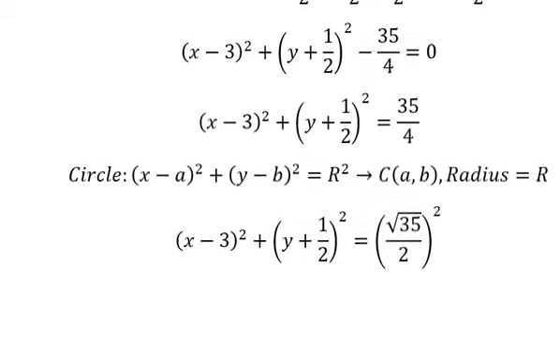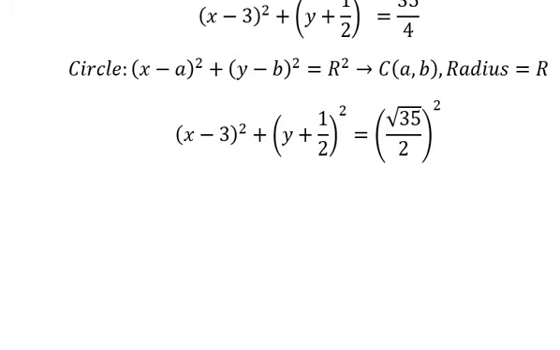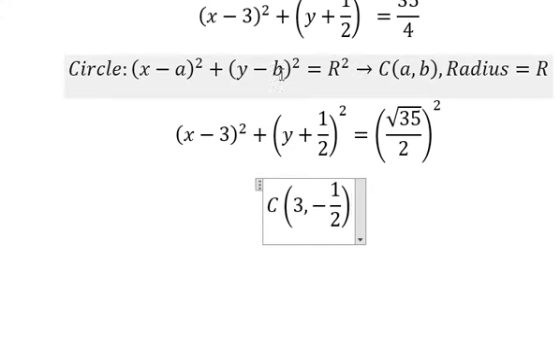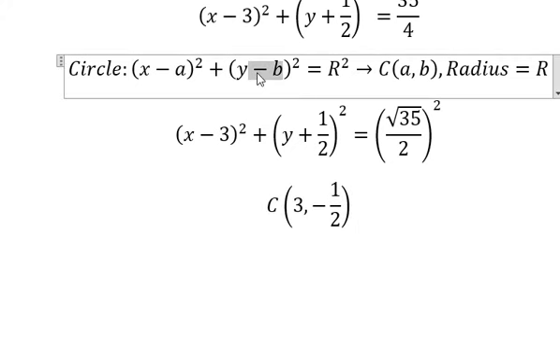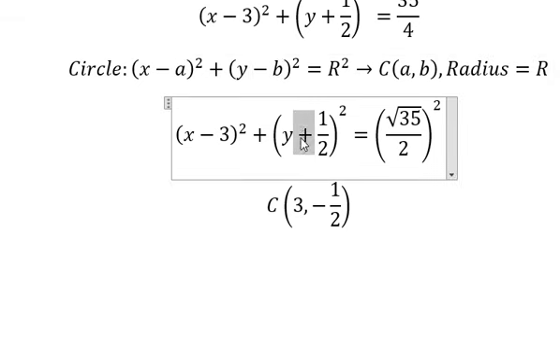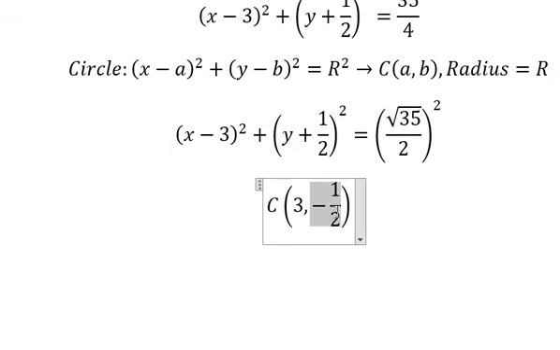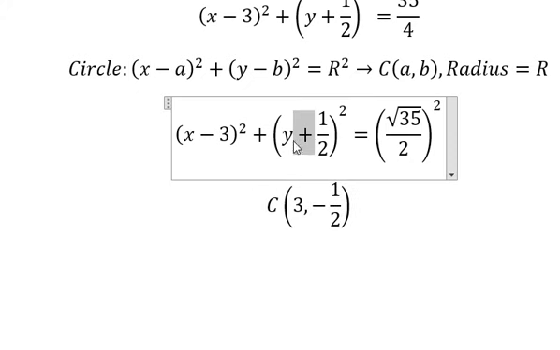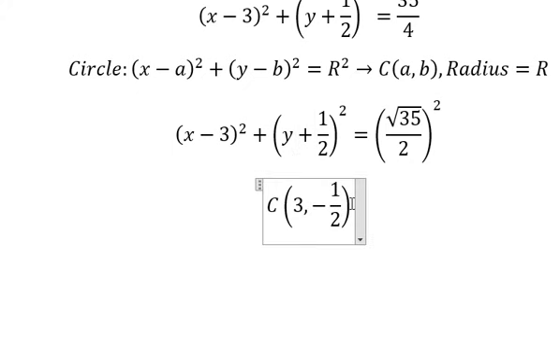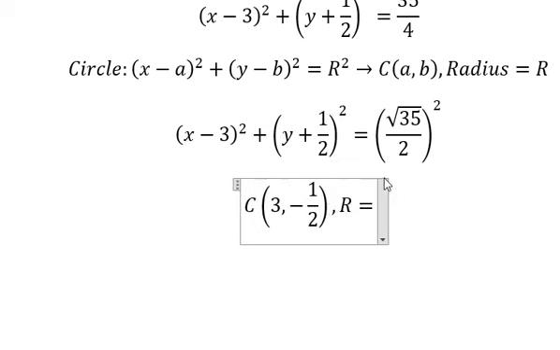So the center of this one should be 3 and negative 1 over 2, because in this one we have negative b, but in this one we have positive. That means the sign of this one should be negative in here. That's why negative negative we have positive, and the radius is this one.